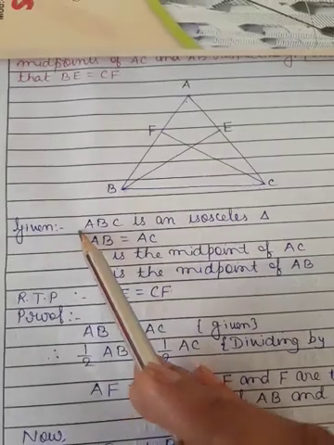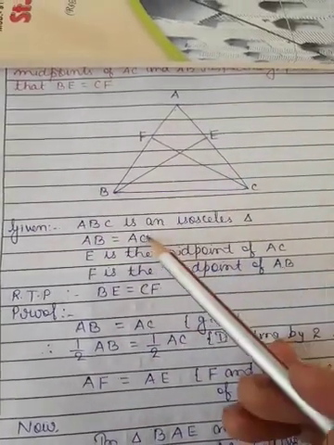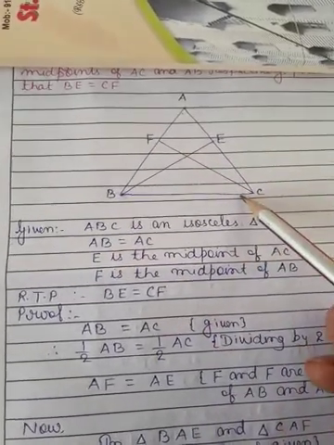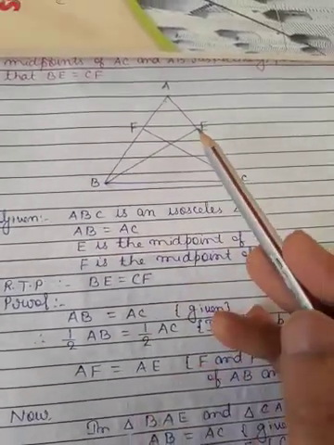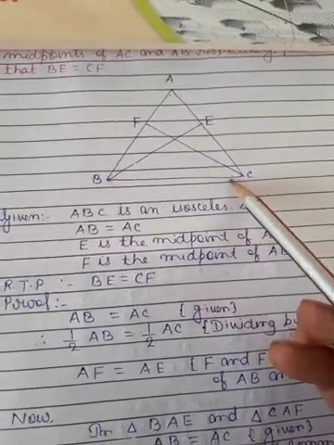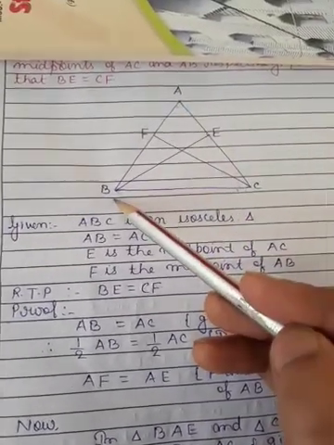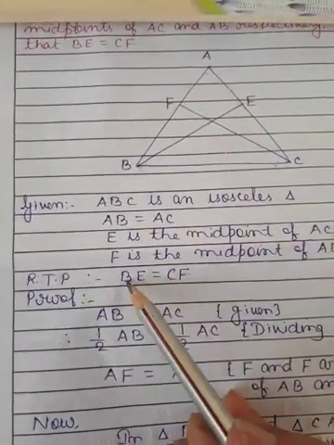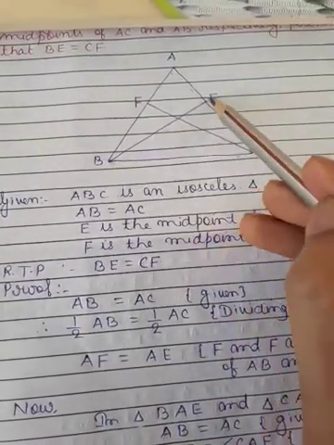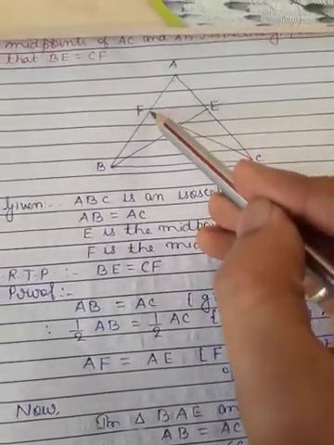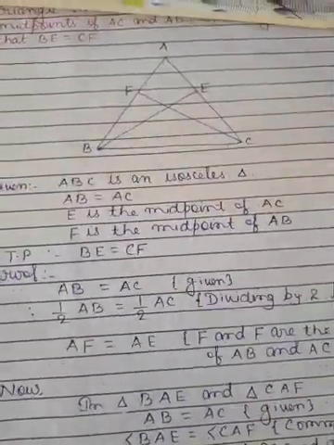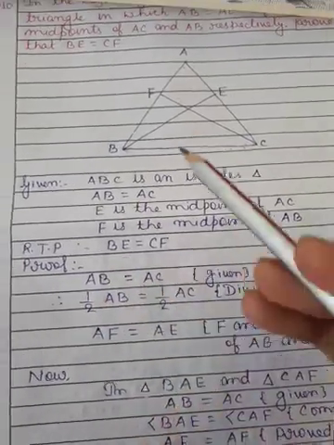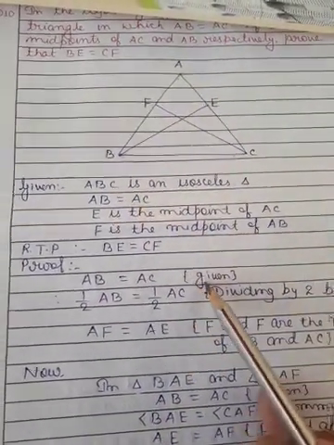So first of all write the given: ABC is an isosceles triangle, AB equal to AC, and E is the midpoint of AC and F is the midpoint of AB. This portion is given in the question. What is our RTP? BE equal to CF, this line BE equal to this one CF. So first of all we have to do some solution. AB equal to AC, it is given in the question.